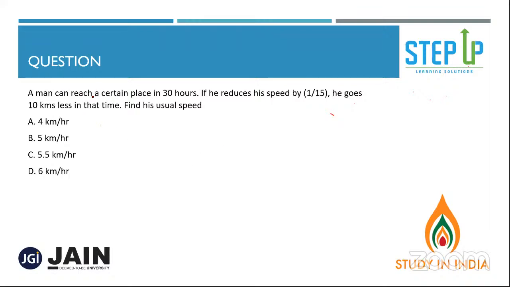Again, I just know that distance is constant. A man can reach a certain place in 30 hours. If he reduces his speed by 1 by 15, he goes 10 kilometer less. So what numbers do I see? I see 30, I see 15, I see 10. And I know that distance is constant, right? So I'll assume that distance is 30 kilometer.